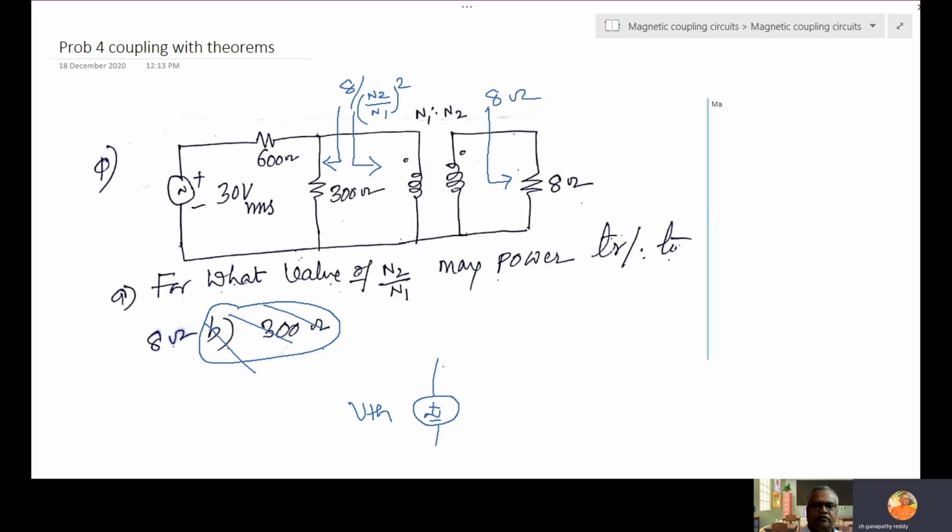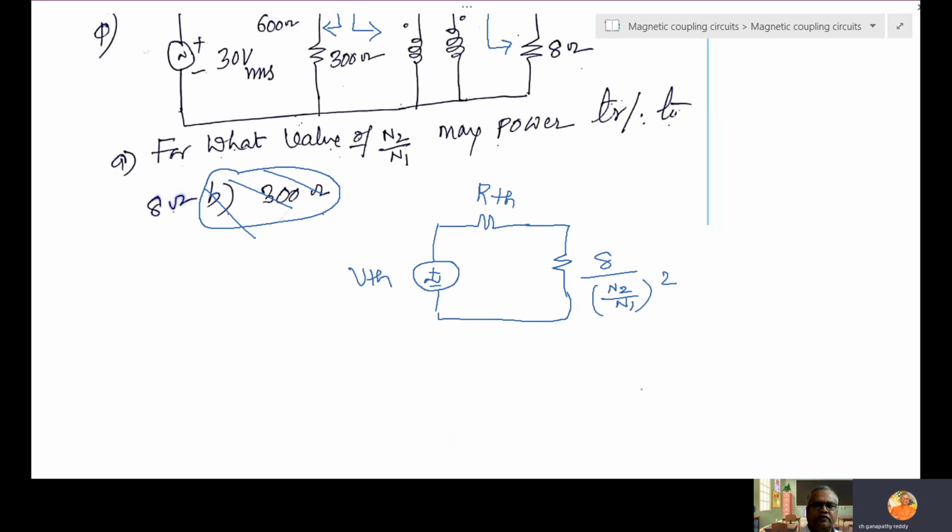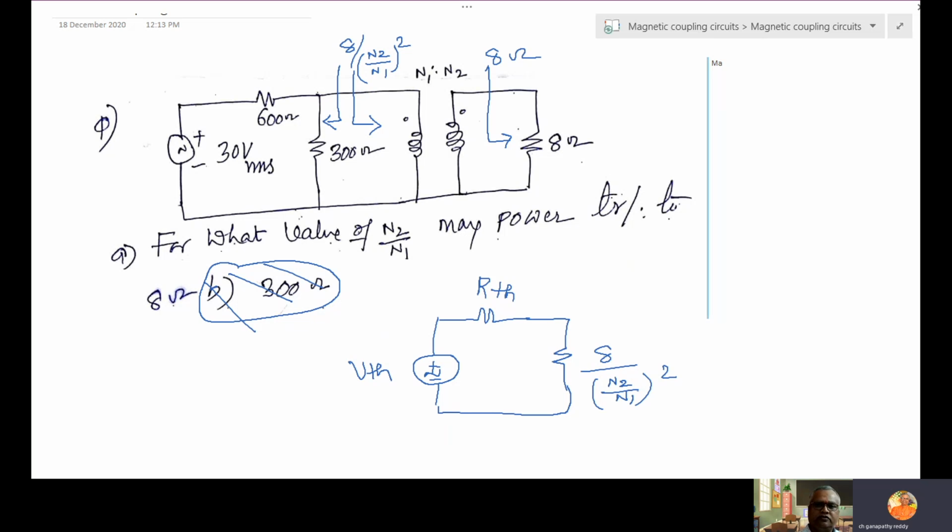V Thevenin and this is R Thevenin, and the load is connected here. What is this load? It is 8 by (N2 by N1) square. So R Thevenin, how to find it? For what value of N2 by N1 do we get maximum power transfer? The maximum power itself is not asked, so we only have to find R Thevenin.